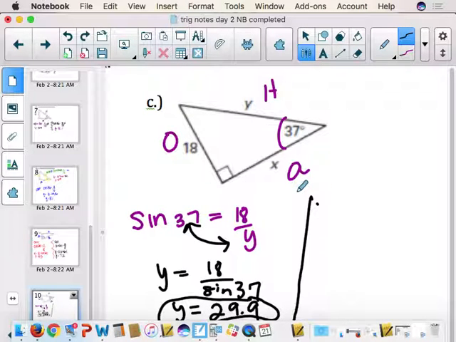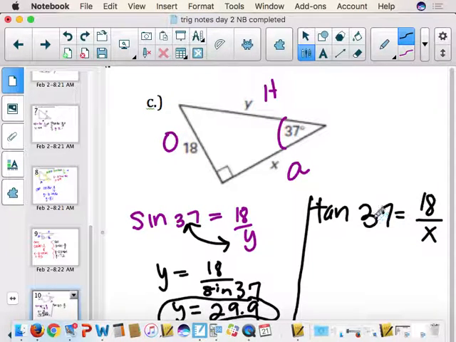So for x, we're going to have to use O and A together. We're going to have to use tangent. So tangent of 37 is 18 over x, for TOA. And again, the variable's in the bottom, so we're going to swap them and divide.